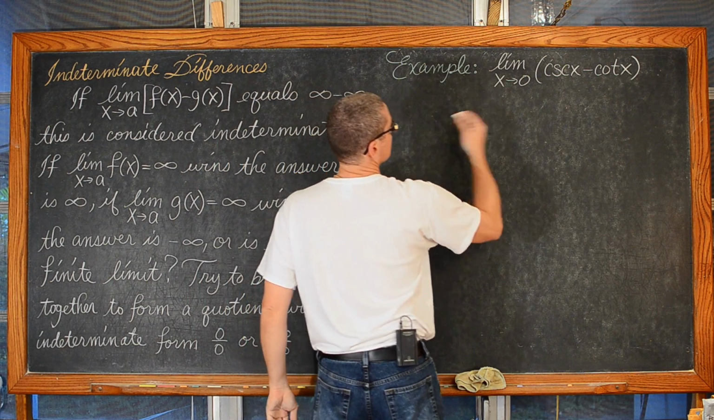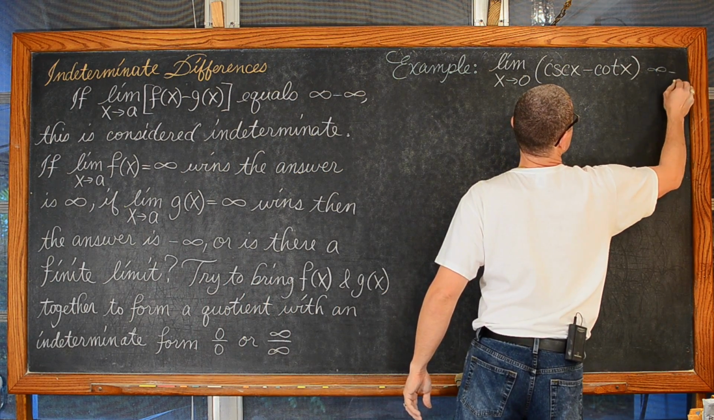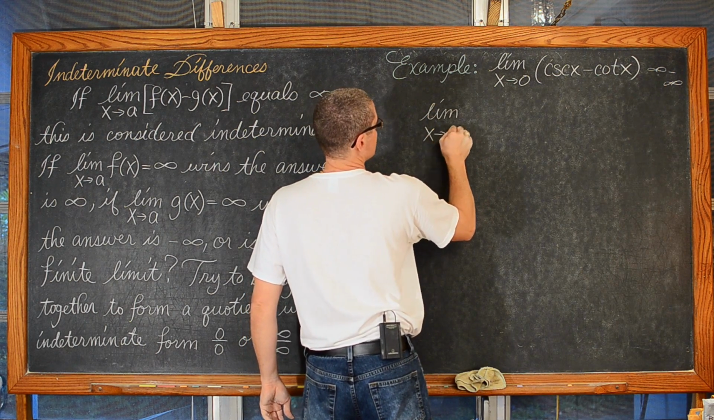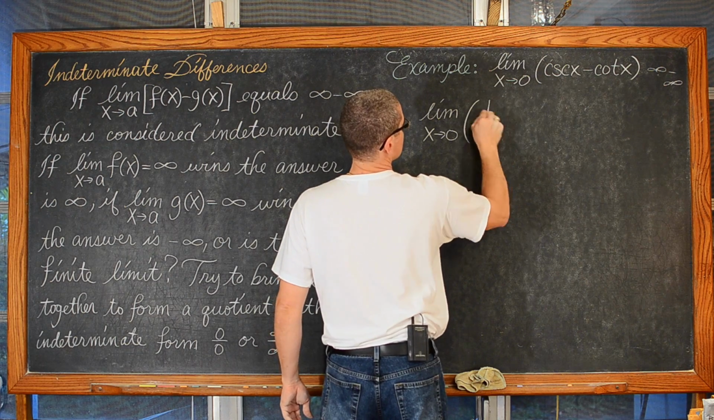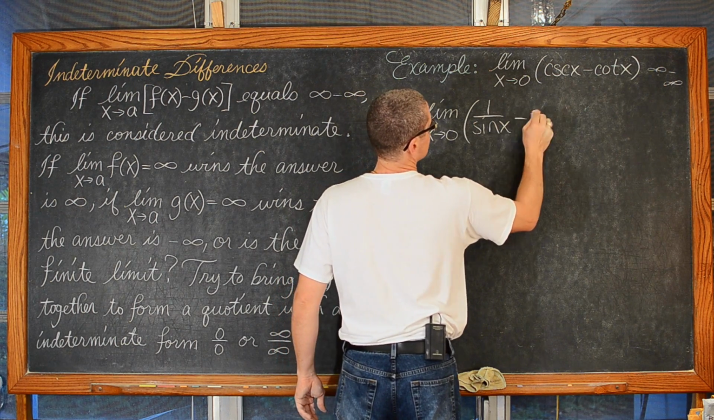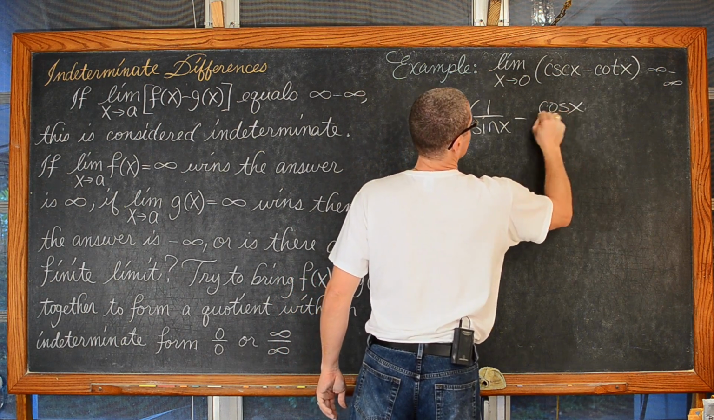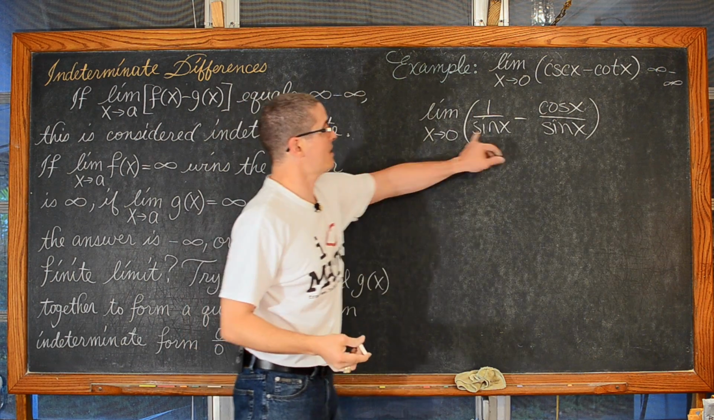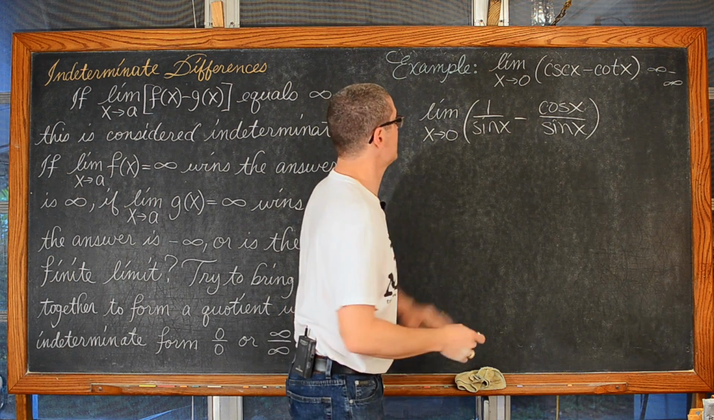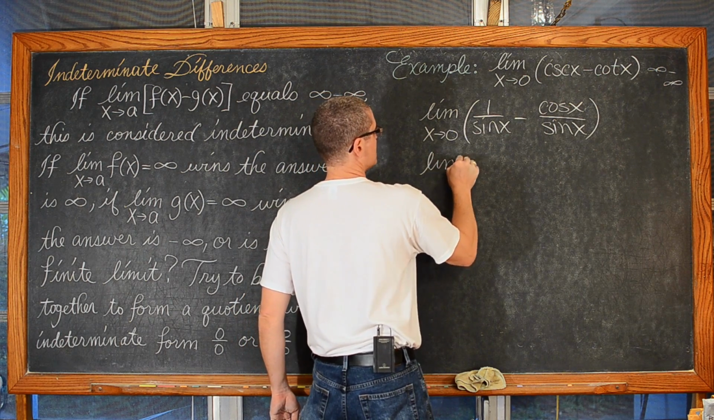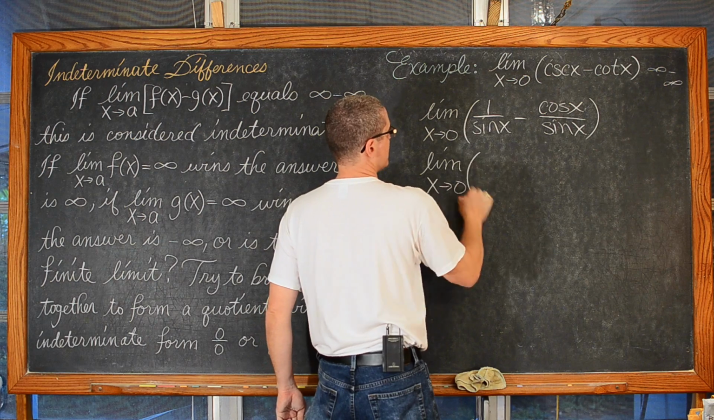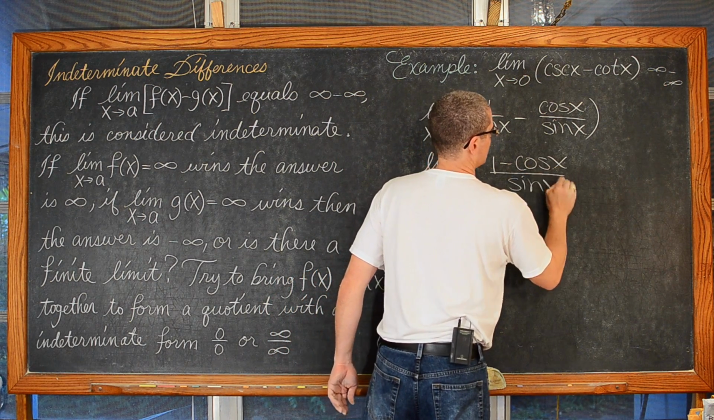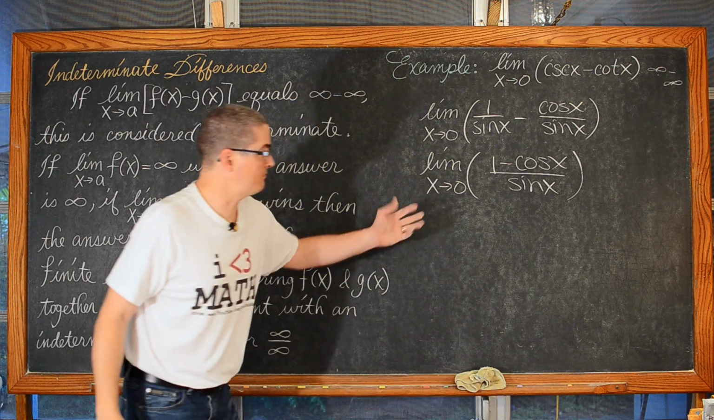So we have the limit, and again, this is infinity minus infinity. We have the limit as x approaches 0 of cosecant, which is 1 over sine of x, minus cotangent, which is cosine x over sine of x. And I don't even have to find common denominators, I already have them there, so let's write that as one quotient. We have the limit as x approaches 0 of 1 minus cosine of x over sine of x. And now we just have a quotient.